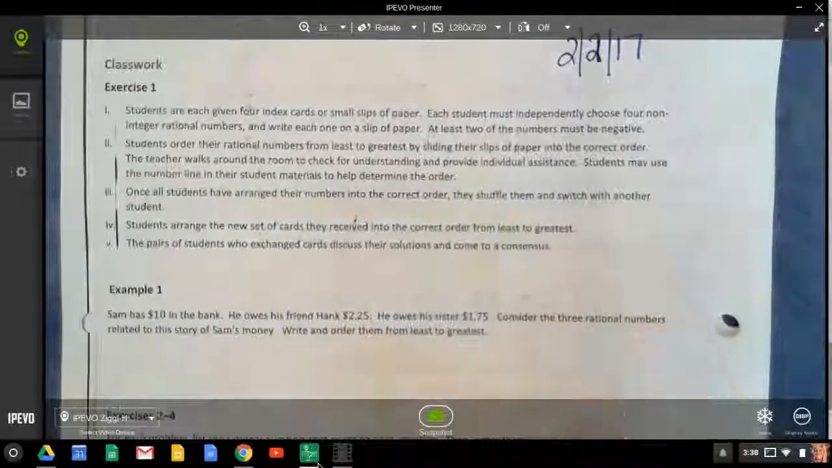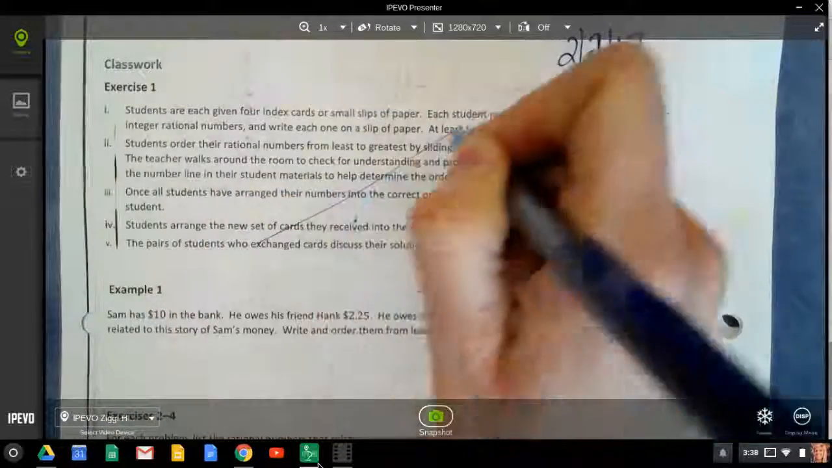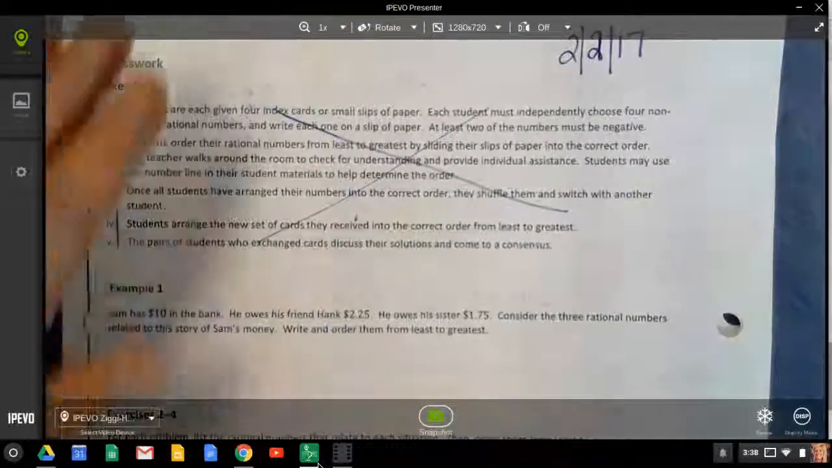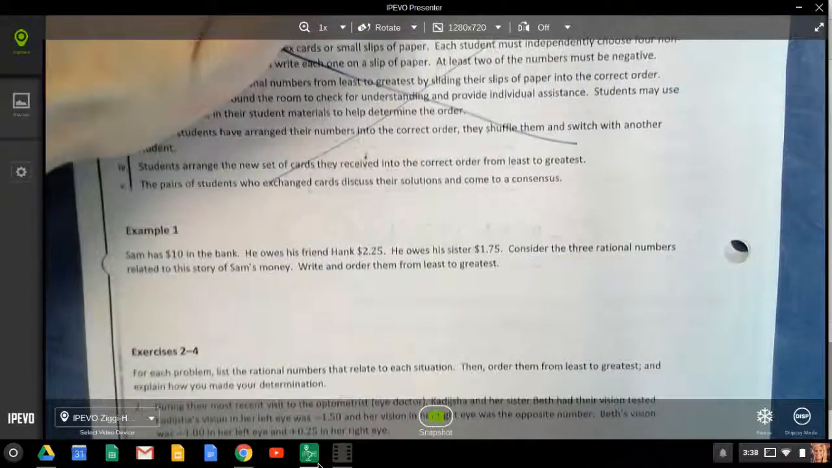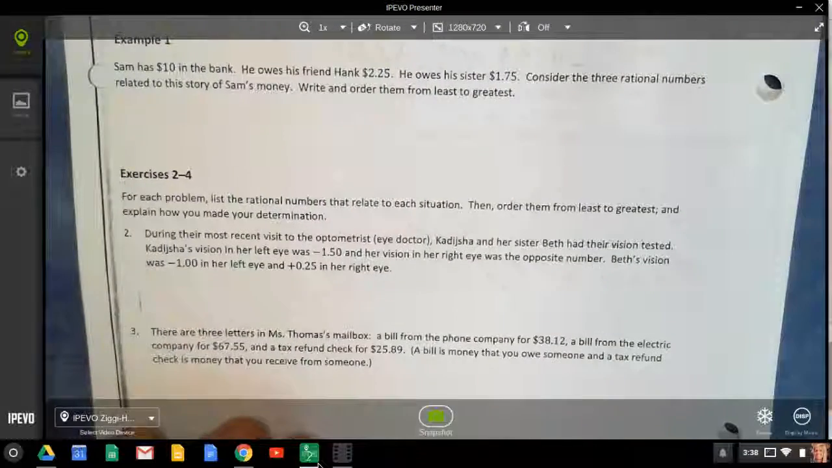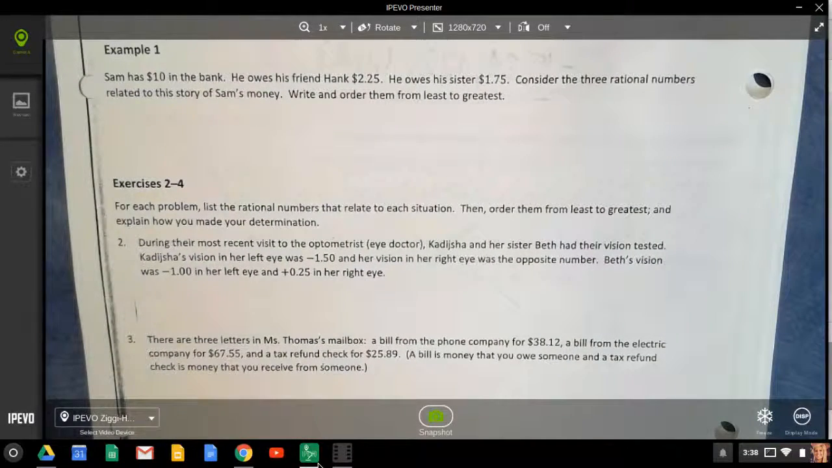We started with our exercise at the beginning of class today, so we are not going to spend time doing this exercise 1 because we ordered our rational numbers at the beginning of class in small groups. So now we're going to jump to example 1. And we're going to get right into the lesson today.